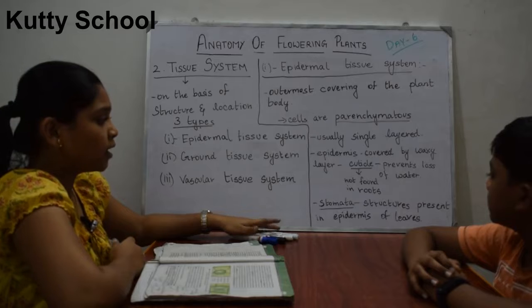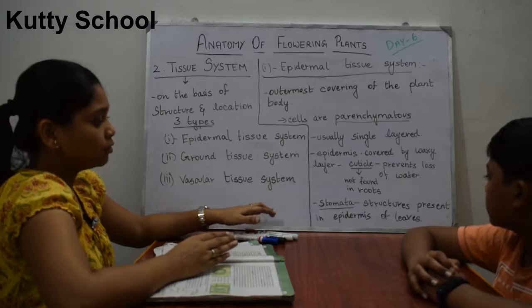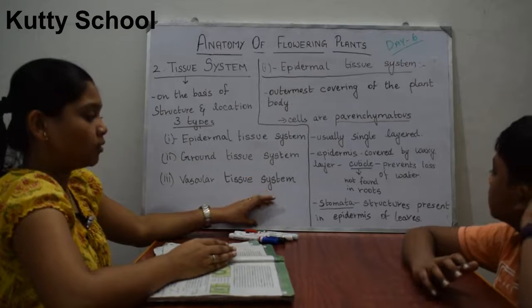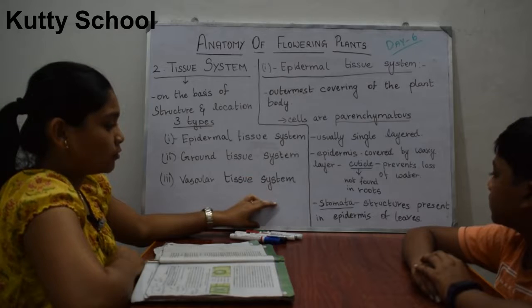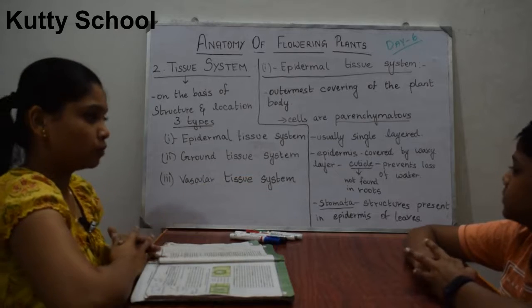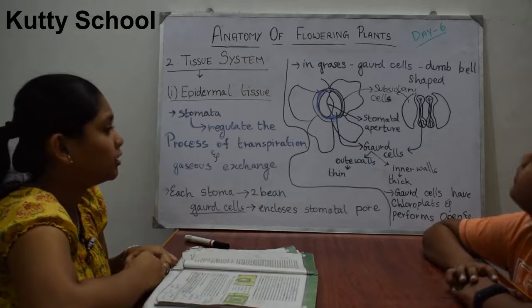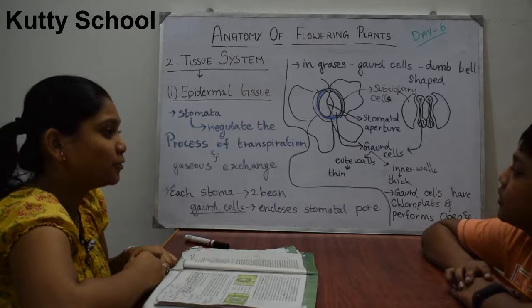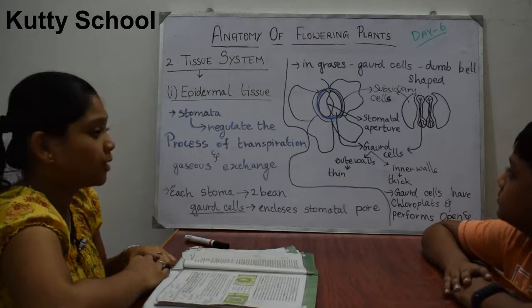Stomata are structures present in the epidermis of leaves. We are going to see in detail about the stomata, what the functions of stomata are, and what kind of cells are arranged in stomata. We are going to see that in detail. We have already started the epidermal tissue system, and now we are going to see about stomata.